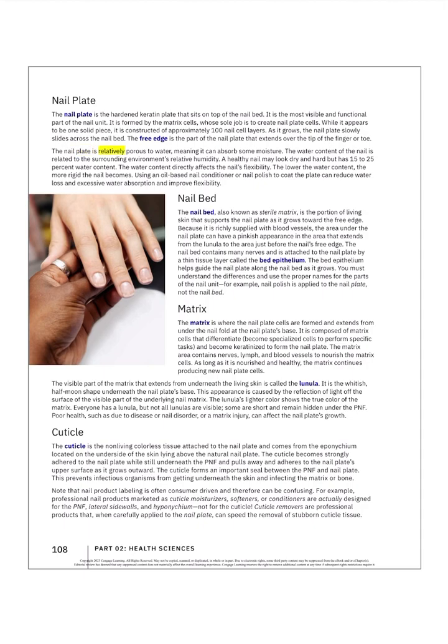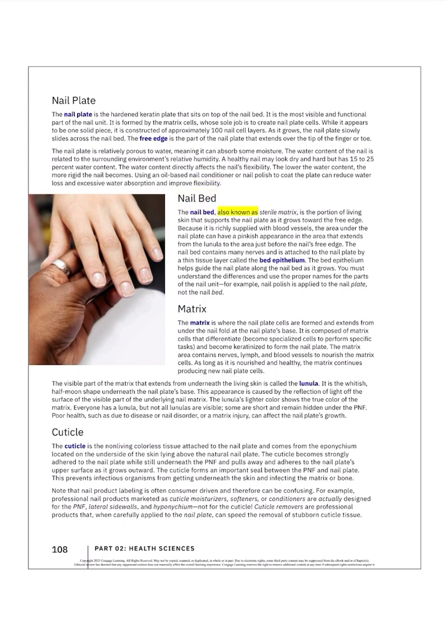The nail plate is relatively porous to water, meaning it can absorb some moisture. The water content of the nail is related to the surrounding environment's relative humidity. A healthy nail may look dry and hard but has 15 to 25% water content. The water content directly affects the nail's flexibility. The lower the water content, the more rigid the nail becomes. Using an oil-based nail conditioner or nail polish to coat the plate can reduce water loss and excessive water absorption and improve flexibility.